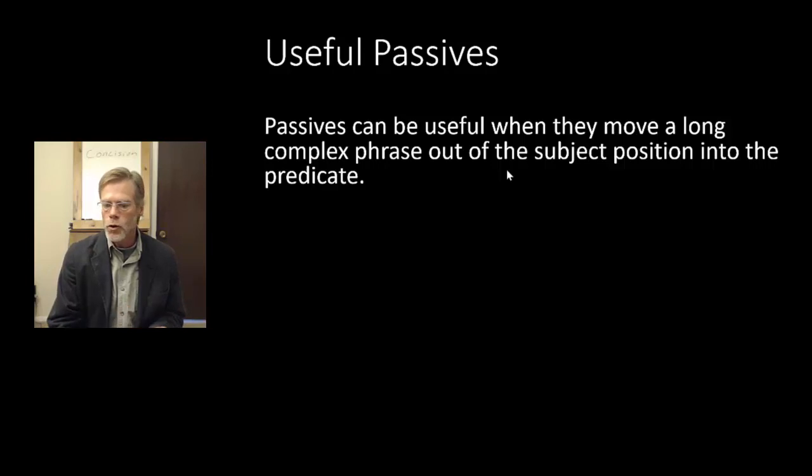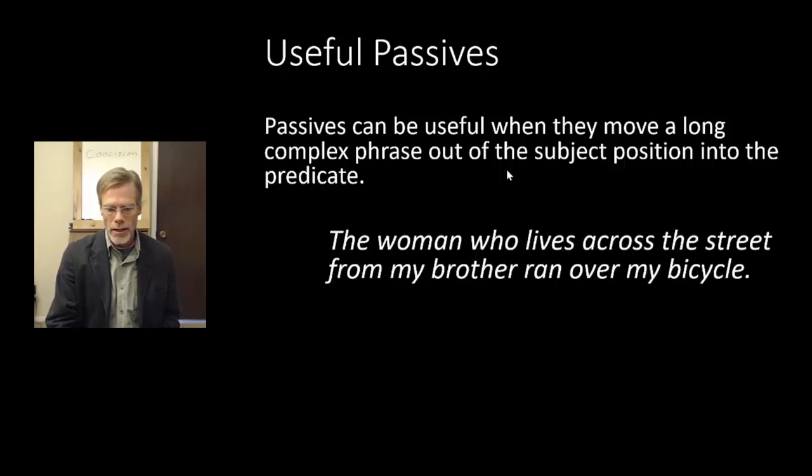Passives can be useful when they move a long, complex phrase out of the subject position into the predicate. So, for example, the woman who lives across the street from my brother ran over my bicycle. All right, so that's a sentence with a subject that is, let's see, 1, 2, 3, 4, 5, 6, 7, 8, 9, 10 words long. Anything over about 5 words in the subject position is going to put a strain on the reader's short-term memory.